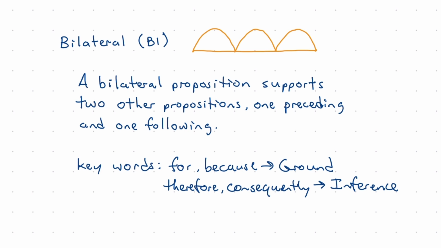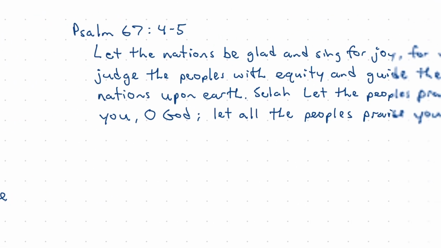When we arc this, we're going to label the central proposition or the central set of propositions BL, for bilateral, and then we're going to draw one arc over the top of all three to show that these three propositions or these three sets of propositions exist in the bilateral relationship. The proposition preceding and the proposition following are both supported by this central proposition, which supports these other two bilaterally. That's what's happening. So let me give you an example of this to look at here together.